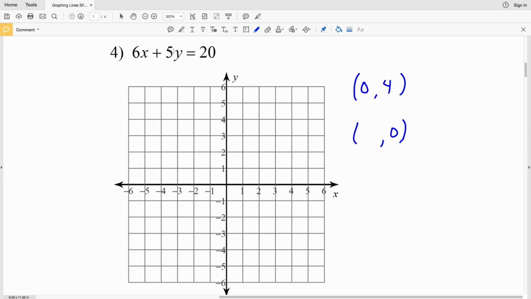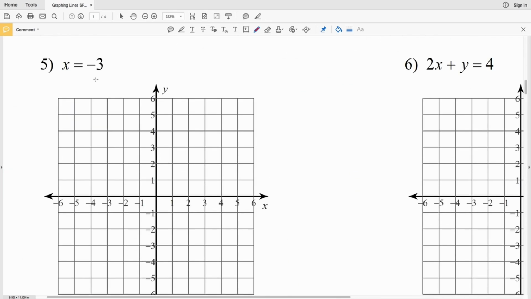Now solving for when y is 0, 5 times 0 is 0, we'll have 6x equals 20. Divide both sides by 6 to get that x equals 20 over 6. And 20 over 6 simplifies down to 10/3. And you can think of 10/3 as 3 1/3. So x is 10/3 when y is 0. Graph our y-intercept, (0, 4), and we'll graph our x-intercept, (3 1/3, 0). And then we'll just connect those points to form the line.